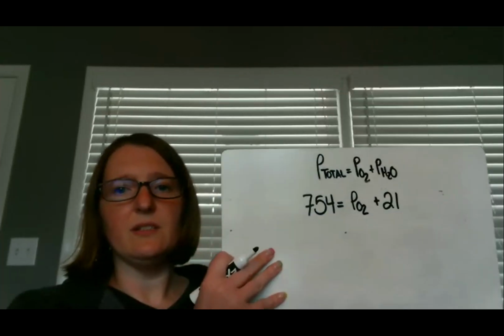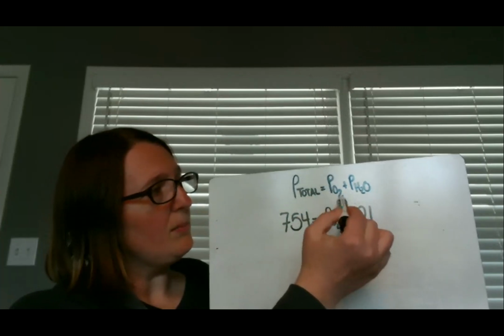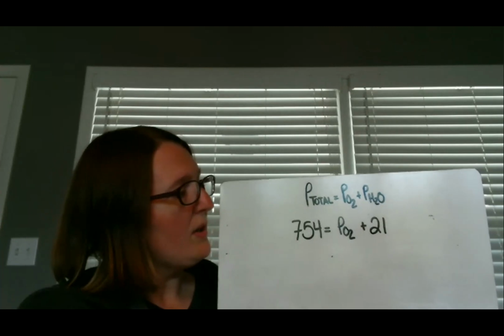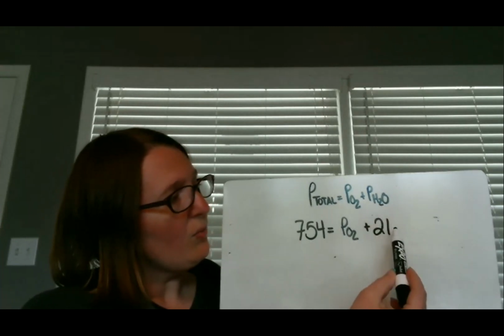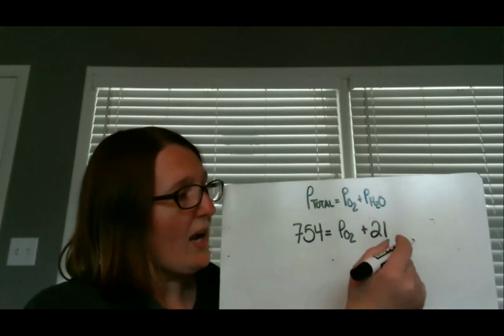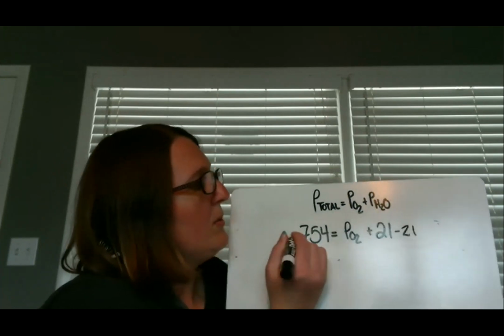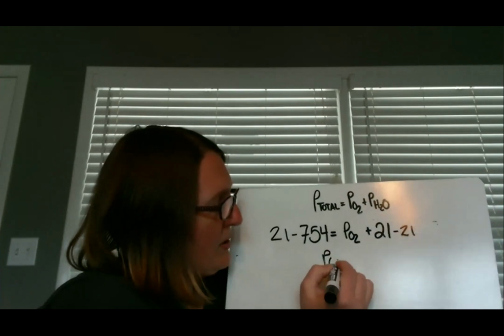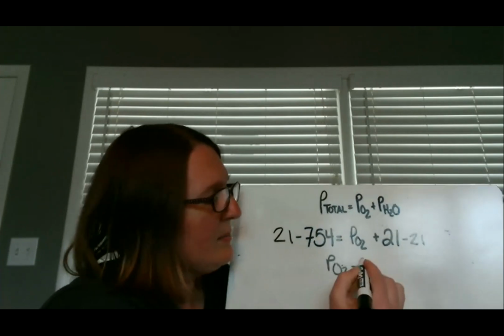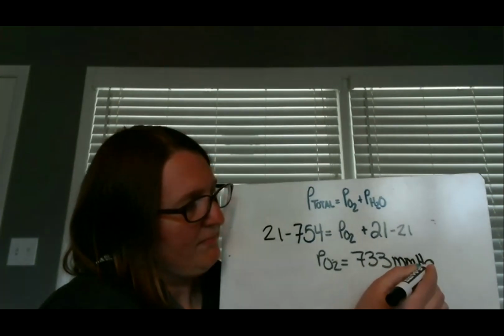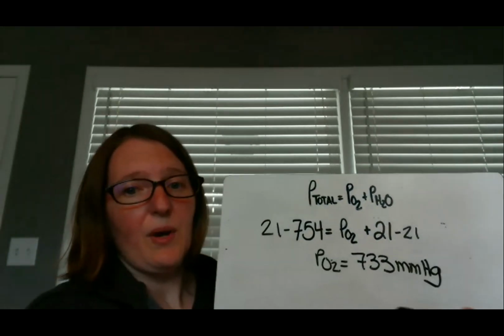All right, so here is our setup, right? We have P total, which is partial of oxygen plus partial of water vapor. We were told total was 754 and that the pressure of water was 21. So we need to find P of O2. So what do we do here? We subtract 21 from both sides, right? So what is the partial pressure of oxygen? It is simply 733 mmHg. All right, so that's number 1. Let's look at number 2.